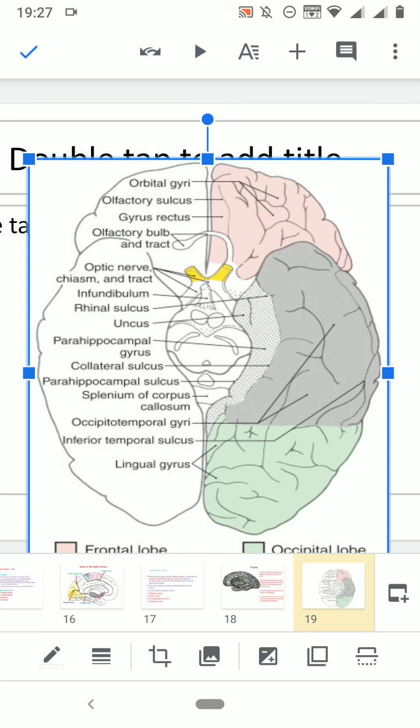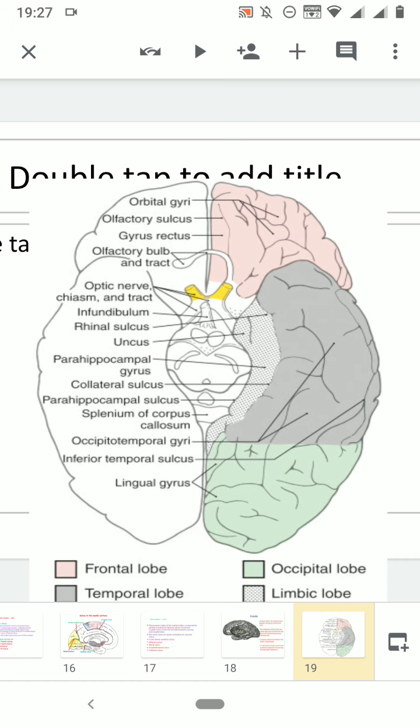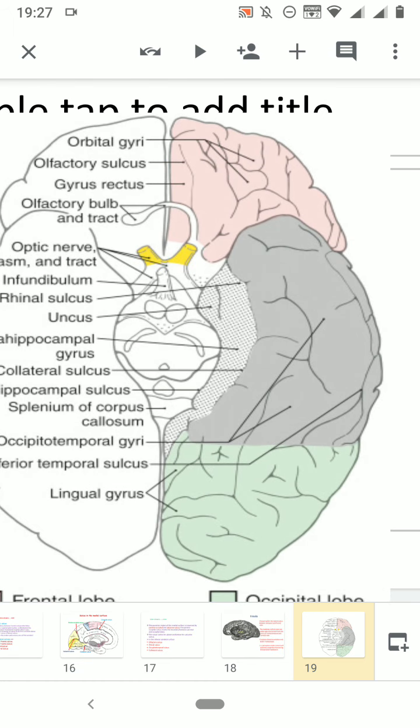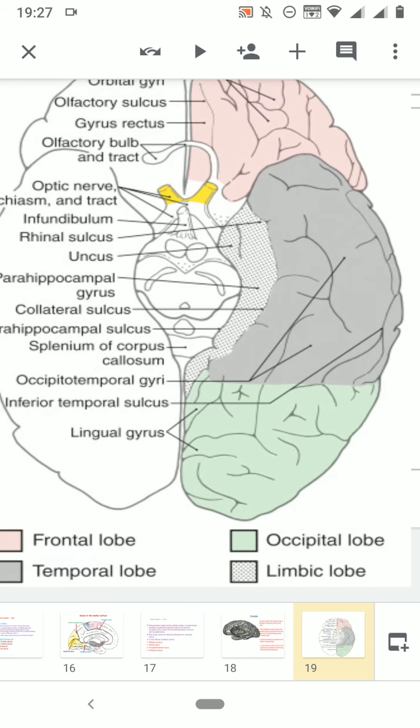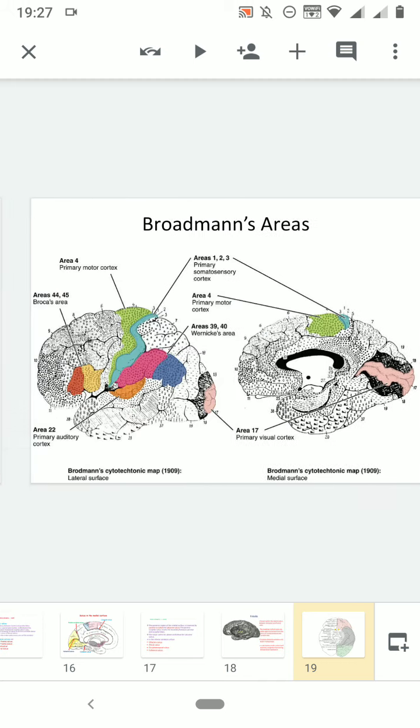Okay, and then as we go backwards, we have the most important, the tentorial part, and you can see over here the demarcation of the lobes is shown. So you have the temporal lobe, which is shown in dark gray, and then the green color is the occipital lobe. So these are the demarcations of the lobes in the inferior surface, and a very important sulcus over here is the collateral sulcus and the occipitotemporal sulcus. Okay. Let's go to the next slide.